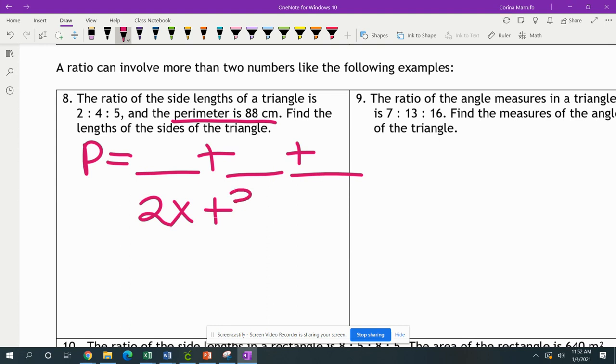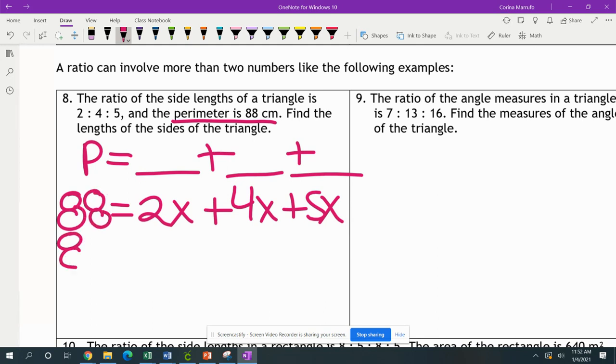So we're going to write 2x plus 4x plus 5x, okay? And we're going to figure out what x is. Now, they do tell us that the perimeter is 88. So instead of p, we're going to write in 88. Now, we're going to combine our like terms. So 2x plus 4x plus 5x gives us 11x. We divide by 11. And we get x equals 8.